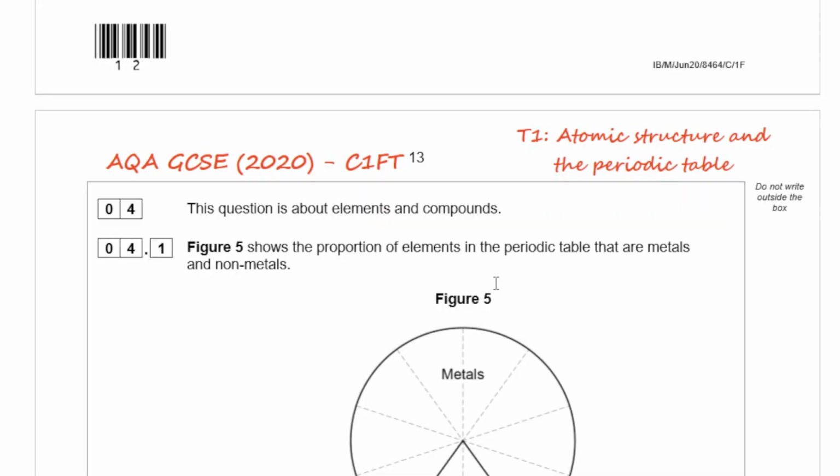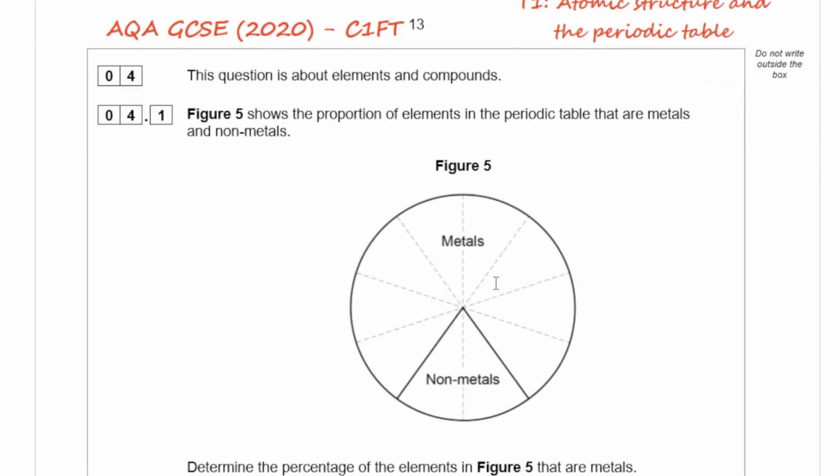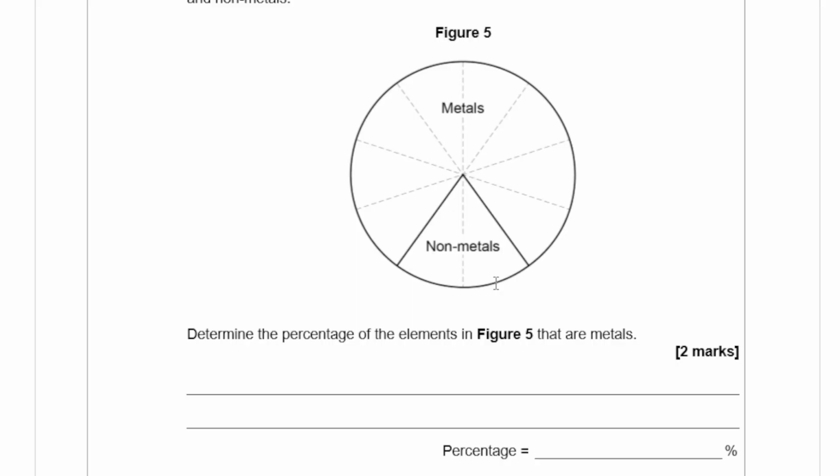Question number 4 is on the topic of atomic structure and the periodic table again. This question is about elements and compounds. Figure 5 shows the proportion of elements in the periodic table that are metals and non-metals. Metals is the most of the pie chart. The non-metal is only 2 divisions. So you've got 1, 2, 3, 4, 5, 6, 7, 8, 9, 10.